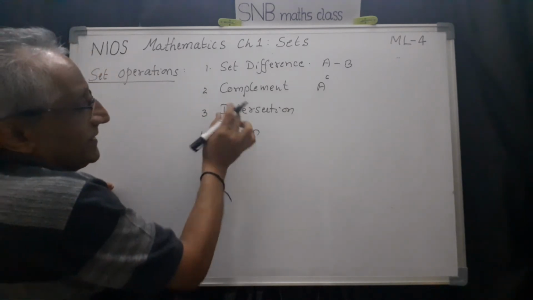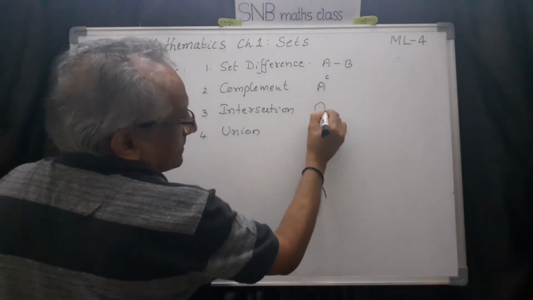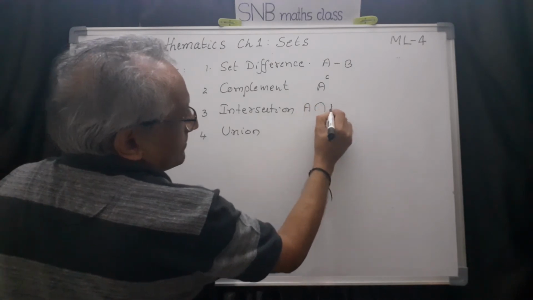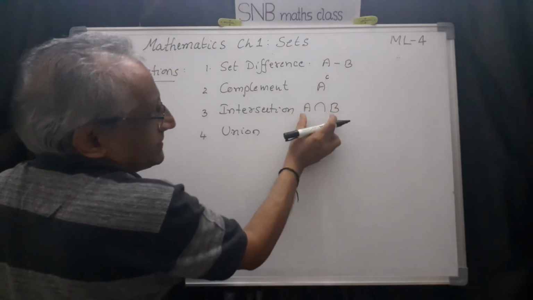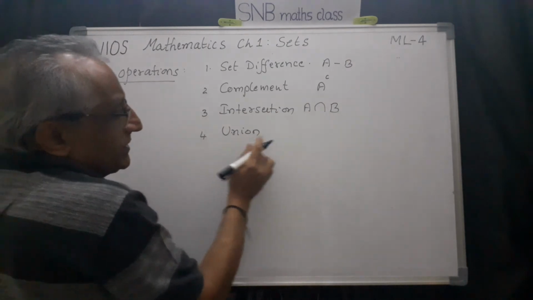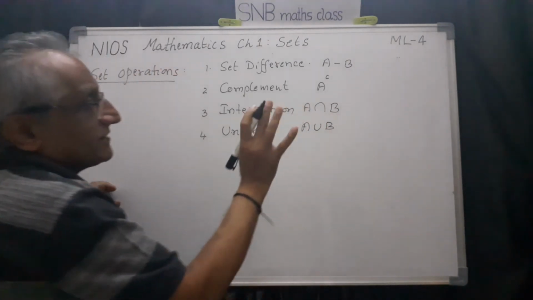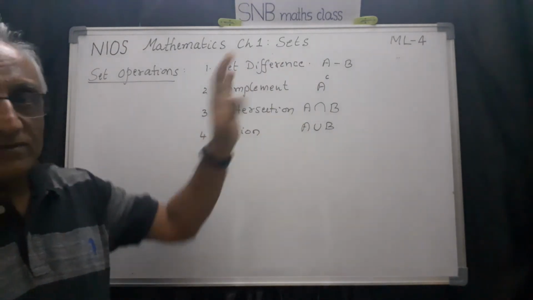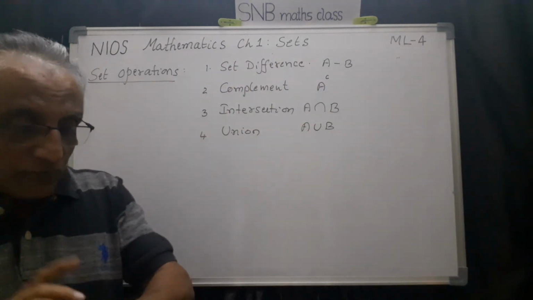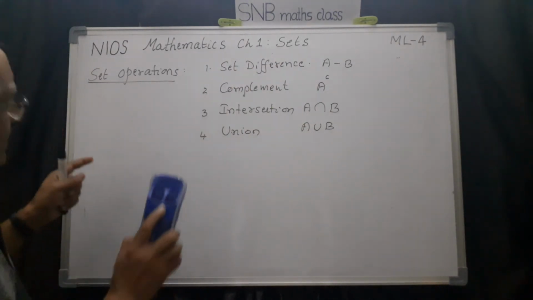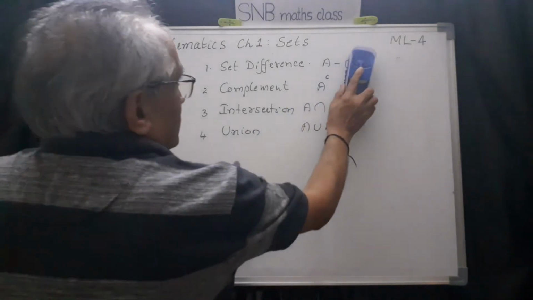Intersection, we are using the symbol like this. That means A is one set, B is another set. It is A intersection B. Union of two sets is denoted by A union B. So these are the symbols and these are the four operations. Now let us study one of them today in brief. Of course, in the next class we shall continue.